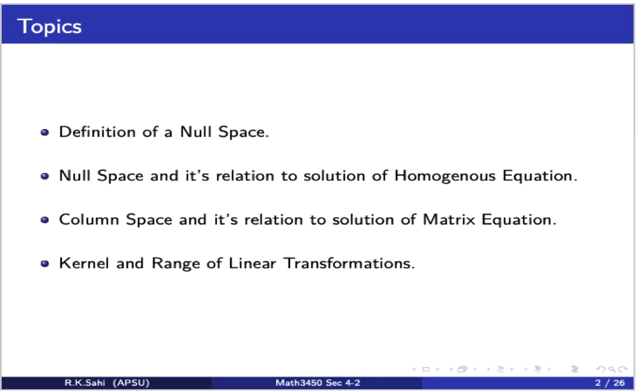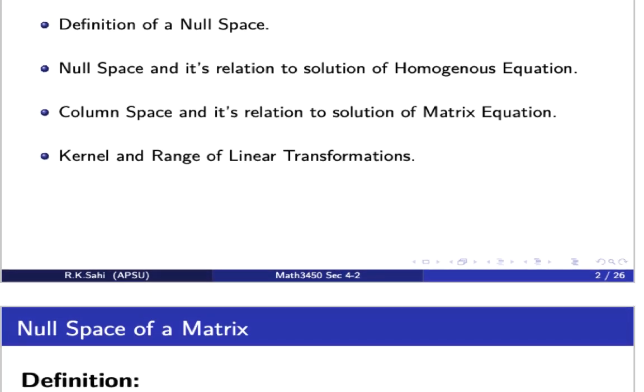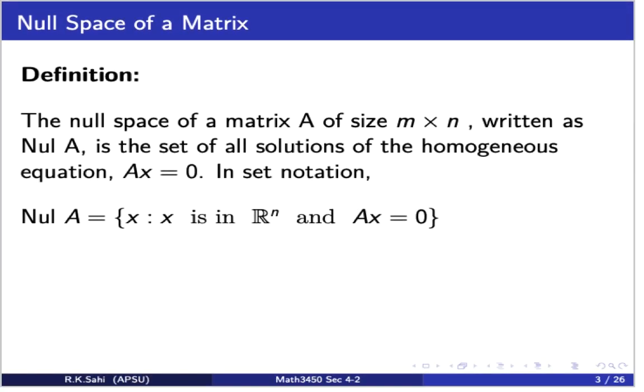The topics we will be covering here are a definition of a null space, how a null space is related to things we have learned earlier like solutions of homogeneous equations, and column spaces and their relation with the solution of a matrix equation. Once again, we will revisit linear transformations, and we can also talk about the kernel and range of these linear transformations. So let's start with the null space of a matrix.